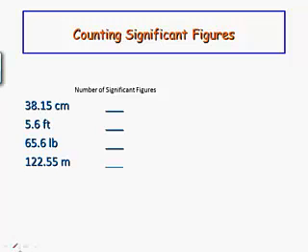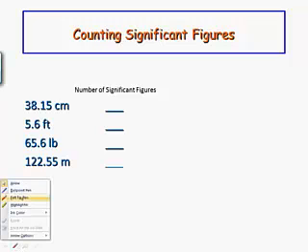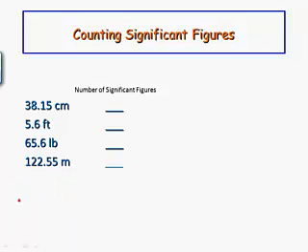Okay, so now let's look at these examples. 38.15 centimeters would have 4 significant figures. 5.6 feet would have 2 significant figures. 65.6 pounds would have 3 significant figures. And 122.55 meters would have 5 significant figures.